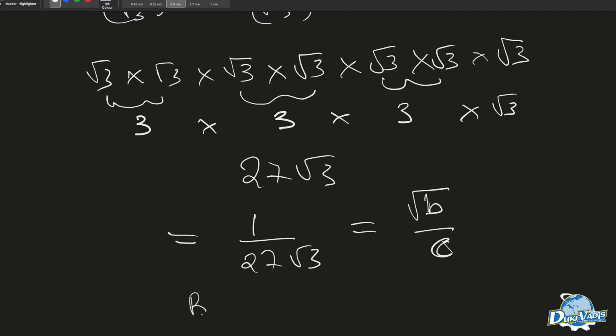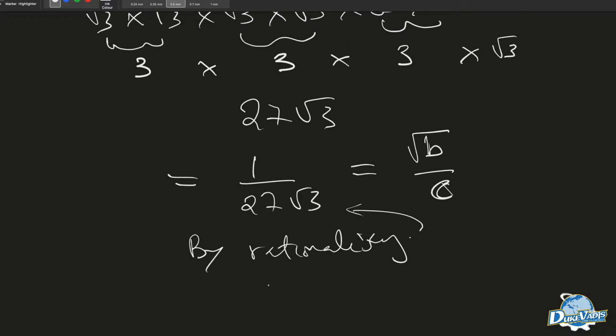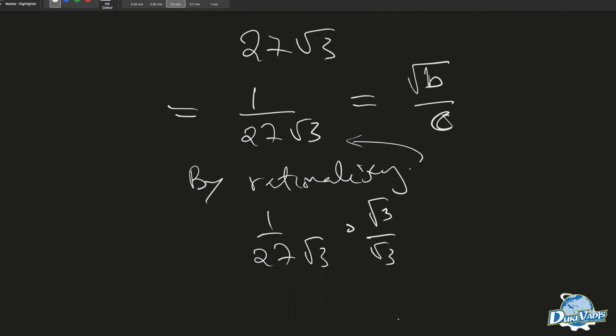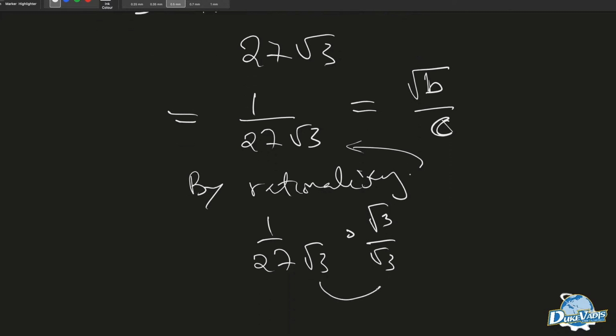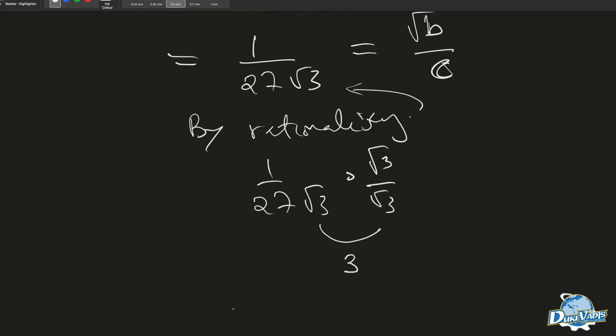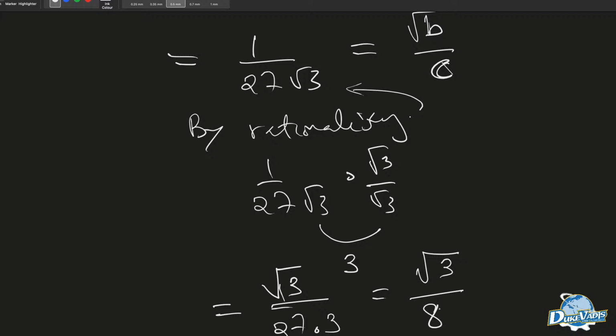So by rationalizing this, we have 1 over 27 root 3. You multiply root 3 here and root 3 here, and you have rationalized it. When you multiply this and that, you get 3. So our value will be 1 over 27 times 3 root 3. And we know that 3 times 27 is 81. So root 3 over 81.